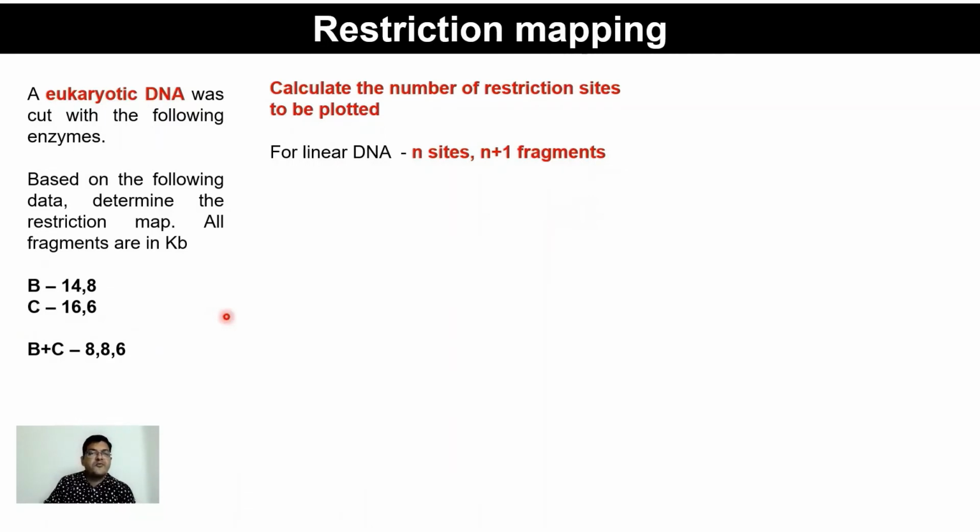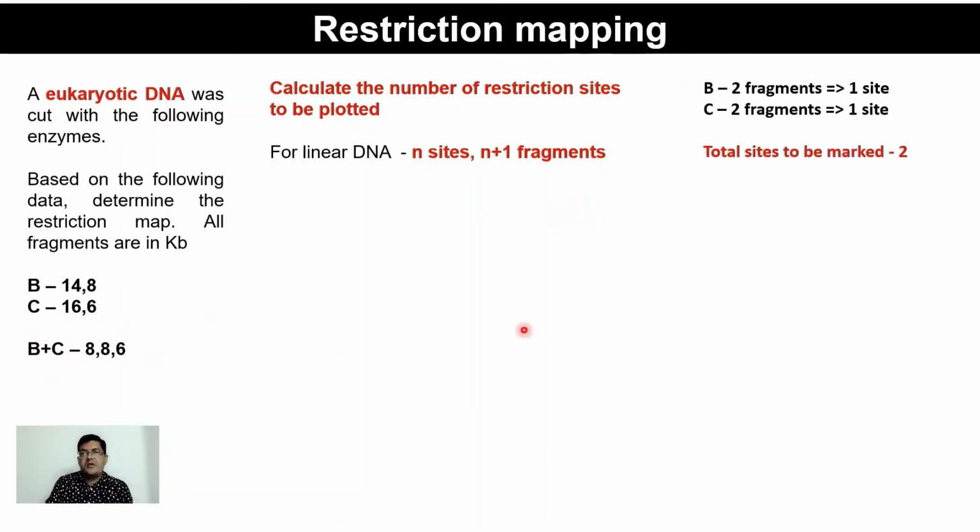And of course, when there are 2 restriction sites on the map and you are digesting with both the restriction enzymes, then in that case you get 3 fragments, which is as is shown here, right? So B has 2 fragments, which means there is 1 cut site for B. C has 2 fragments, which means there is 1 cut site for C. Total sites to be marked on the map is equal to 2, right?